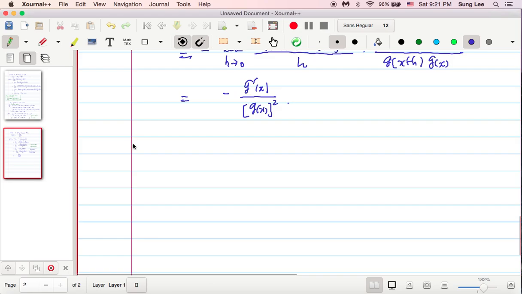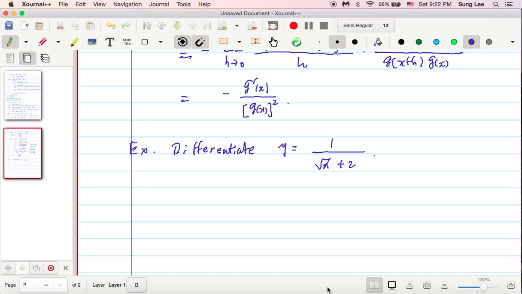So, example: differentiate y equals 1 over square root of x plus 2. This is exactly the kind of form where you will have to use the baby quotient rule to find y prime.